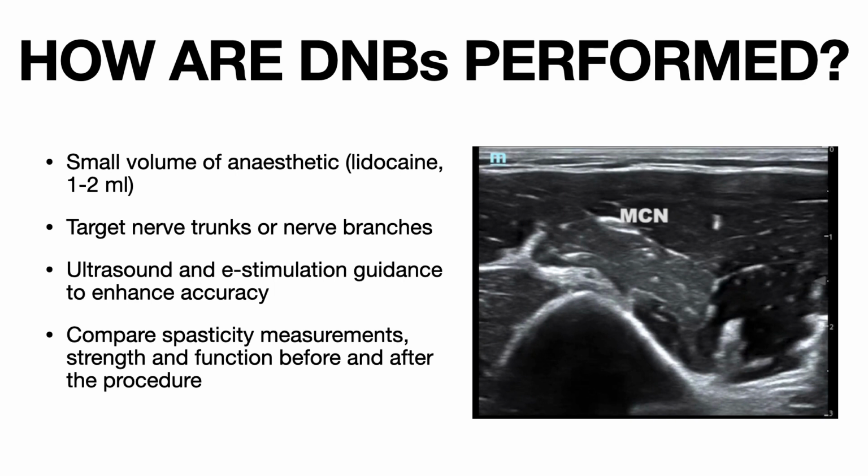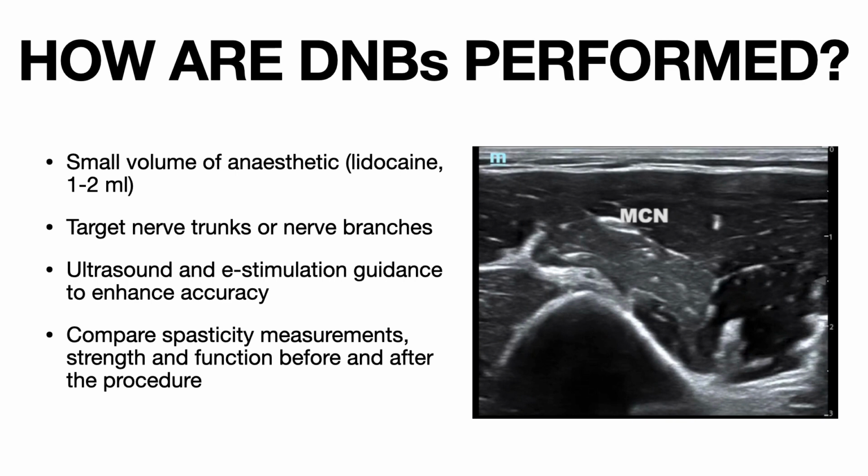When we do these procedures, to enhance accuracy, we can use both ultrasound and e-stimulation, or electrical stimulation. The ultrasound, as shown in the image here on the right, is looking at the MCN, or musculocutaneous nerve, which is just to the left of the label. On transverse imaging, the nerves have a honeycomb appearance.